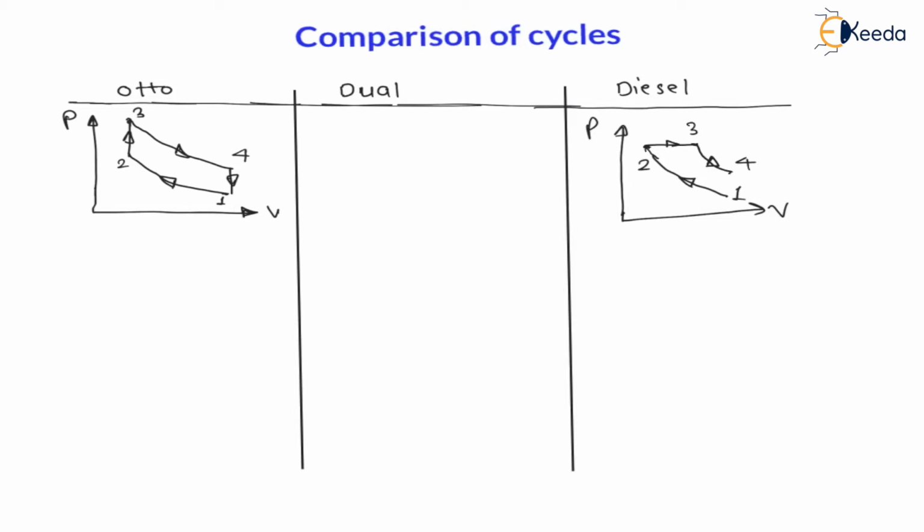And 4 to 1 again constant volume heat rejection. That means we can say in diesel cycle and Otto cycle the difference is only that in case of Otto cycle heat supply is at constant volume, but in case of diesel cycle the heat supply is at constant pressure, and rest all processes are similar. Heat rejection is at constant volume in both cases.